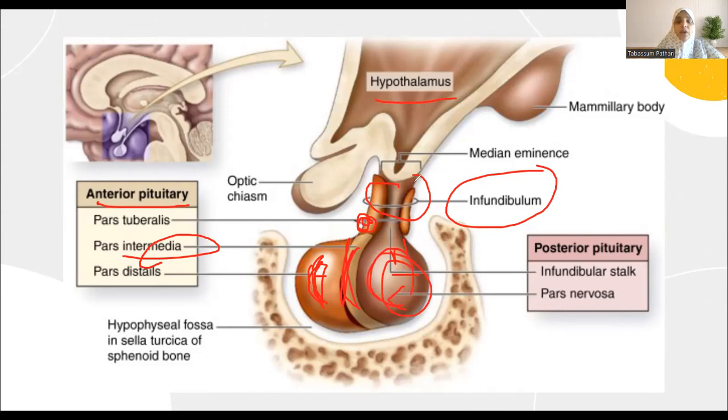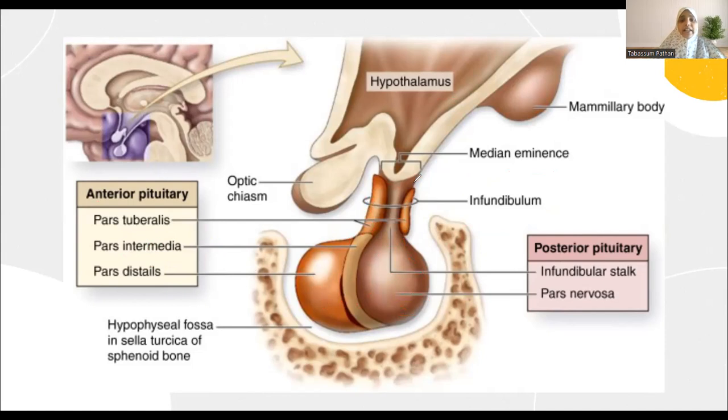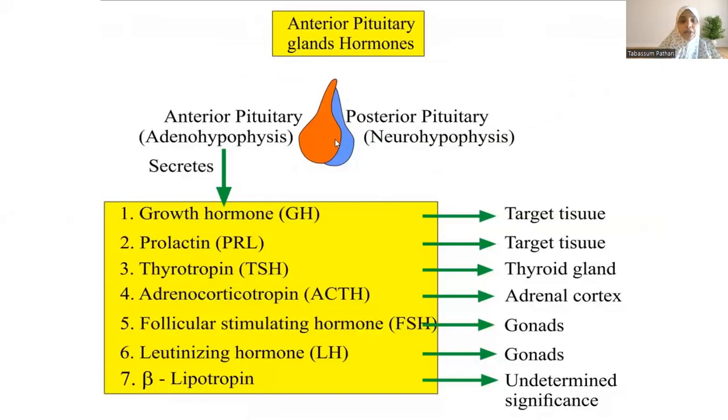Okay, so have a look at the structure of the pituitary gland in detail. This is information you need to memorize. Now the anterior pituitary, that is the adenohypophysis, and the posterior pituitary, the neurohypophysis, secrete all these hormones. We are going to take this one by one. So you have growth hormone, prolactin, thyrotropin, adrenocorticotropic hormone, follicle stimulating hormone, luteinizing hormone, and lipotropin. These are the different types of hormones secreted by the pituitary.